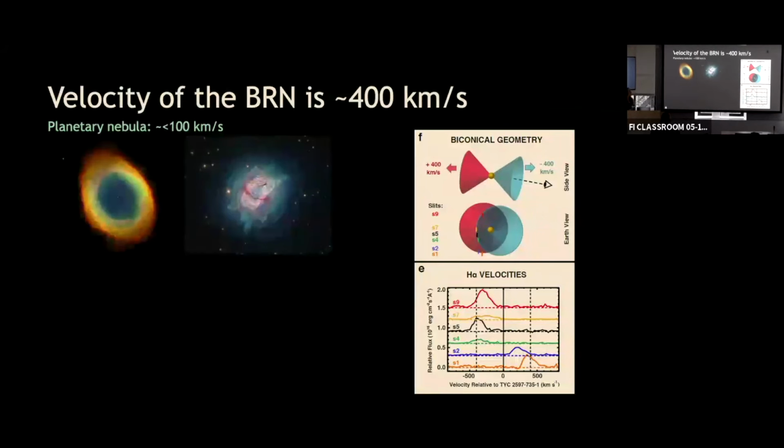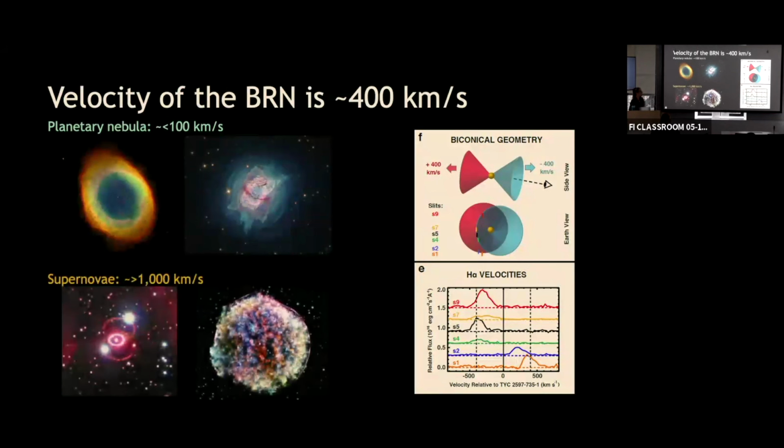Right, so if true, could this be in line with things that we're kind of familiar with, say, like planetary nebulae? Well, not really, because these tend to have much slower velocities. They're maybe upwards of 100 kilometers per second, but they tend to be a little bit slower than that. And supernovae tend to be a lot faster, so I think thousands of kilometers per second.